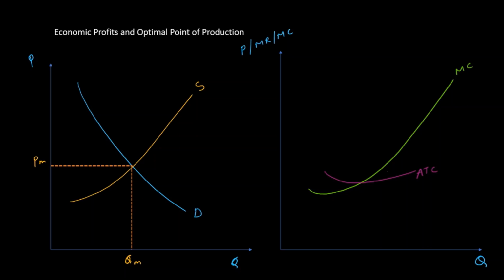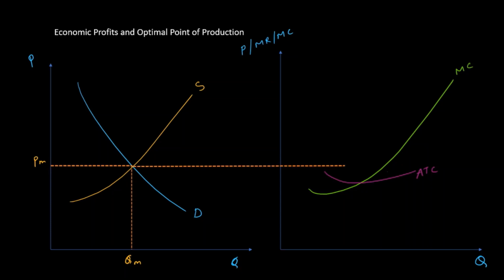And in case of perfect competition, price is equal to marginal revenue, right? So my marginal revenue is nothing but the price. So let me try to find a point of intersection between price and the marginal cost to get the optimal quantity of production for the firm. Now you know that the firm has to sell at a price PM because the firm is a price taker.